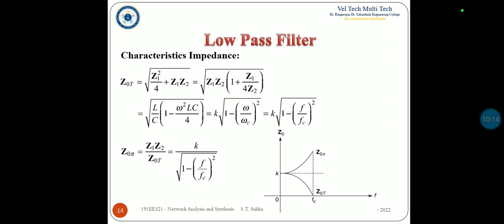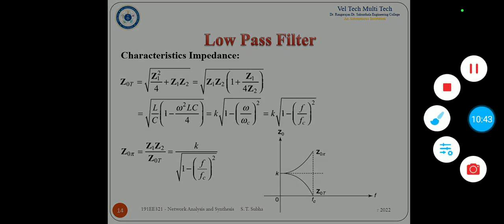The characteristic impedance Z0T is real when f is less than fc. At f equal to fc, Z0T is 0, and for f greater than fc, Z0T is imaginary in the stop band, rising to infinite reactance at infinite frequency. Z0 pi is real when f is less than fc. At f equal to fc, Z0 pi is infinite, and for f greater than fc, Z0 pi is imaginary.